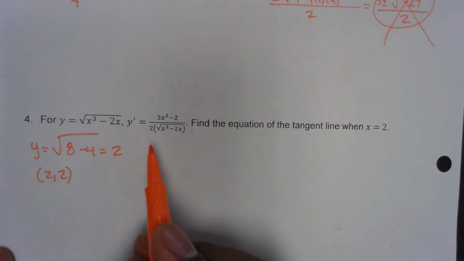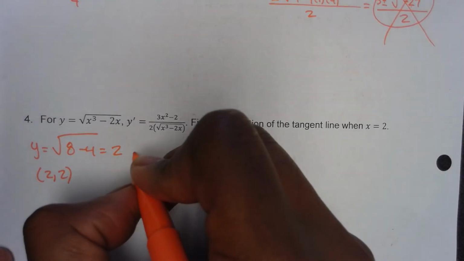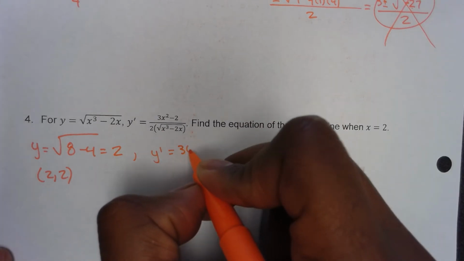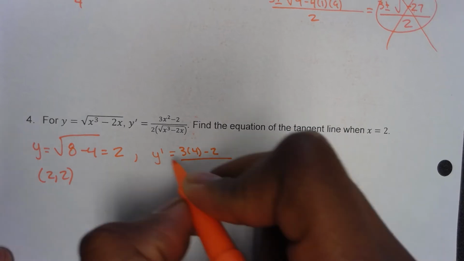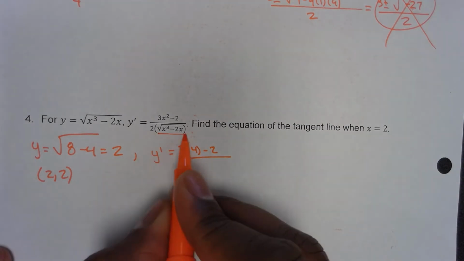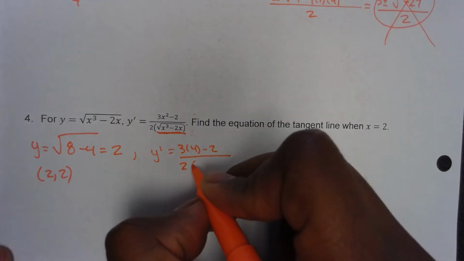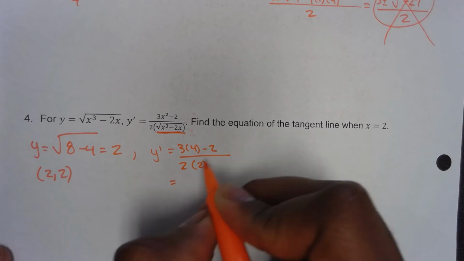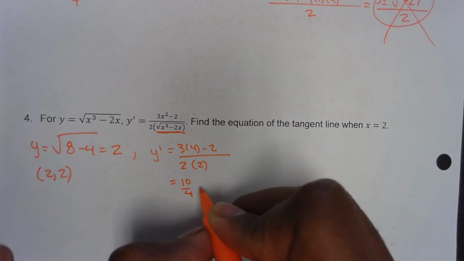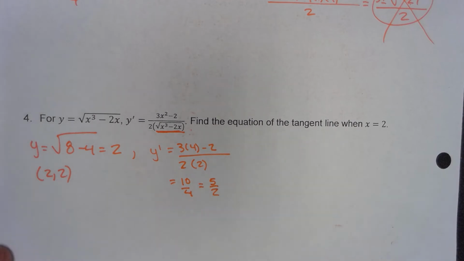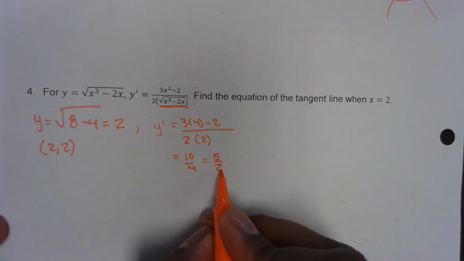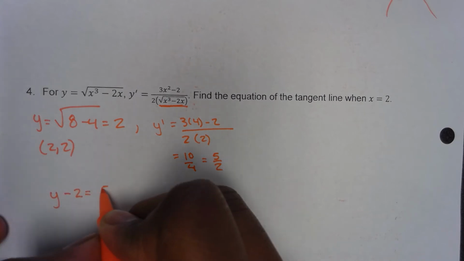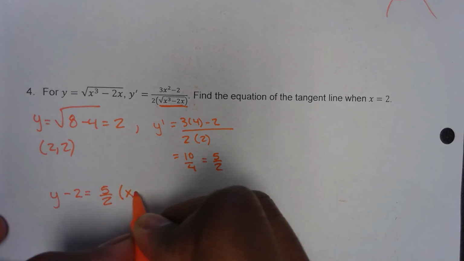To find the slope, you substitute 2 into the derivative, so we would get y prime. If you substitute in 2, that's going to be 3 times 4 minus 2, divided by 2 times the square root, and we already evaluated this. This already gave us a 2, so 2 times 2 was 12 minus 2 is 10, divided by 4, so 10 over 4, which is 5/2. So we have our slope and we have our point, so y minus 2 equals 5/2 times x minus 2.